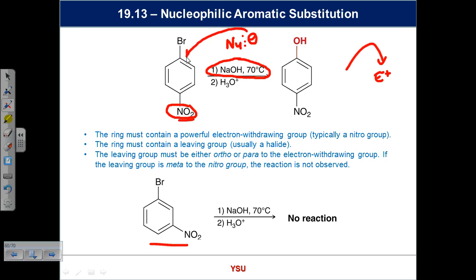Now the benzene is the electrophile reacting with a nucleophile. So this gets a different name. It's called nucleophilic aromatic substitution, and it only happens under certain circumstances. It's fairly obvious to see when this will happen.